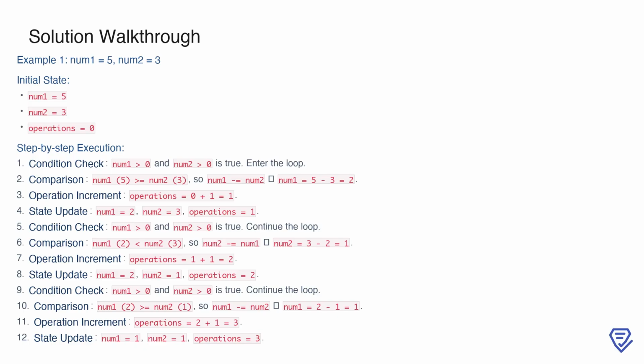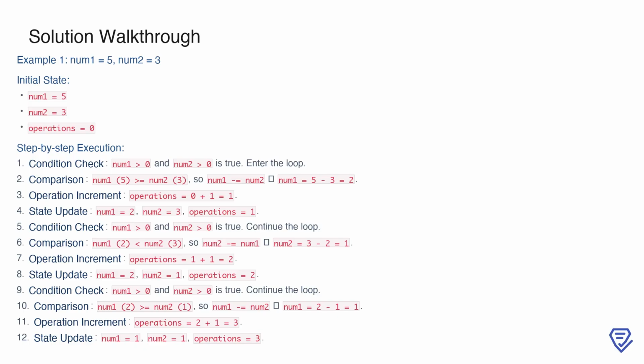Since number 1 is greater than or equal to number 2, we subtract number 2 from number 1, resulting in number 1 becoming 2. We then increment the operations counter by 1, bringing it to a total of 1. Now, the updated state is number 1 equals 2, number 2 remains 3, and operations equals 1. We check the condition again, and since both numbers are still positive, we continue.